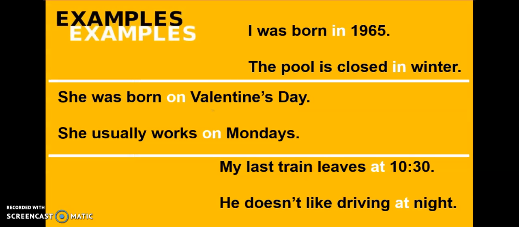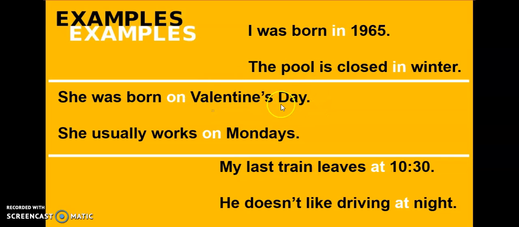Here there are more examples. I was born in 1965. The pool is closed in winter. Here is a year, and here is a season. So we use in. She was born on Valentine's Day.